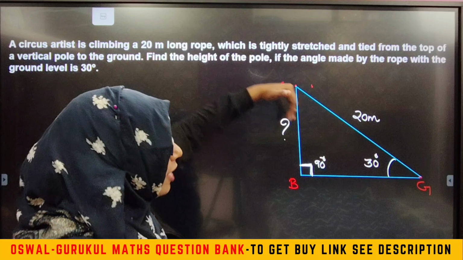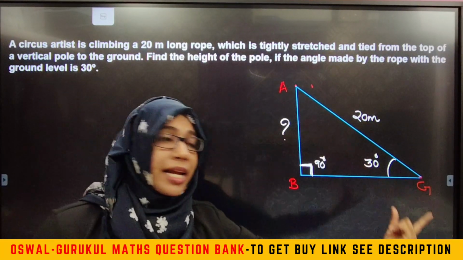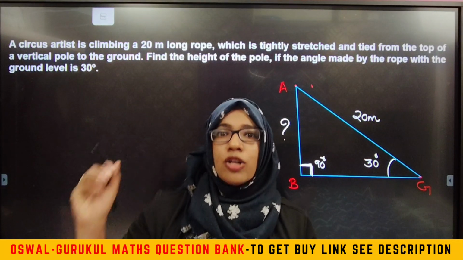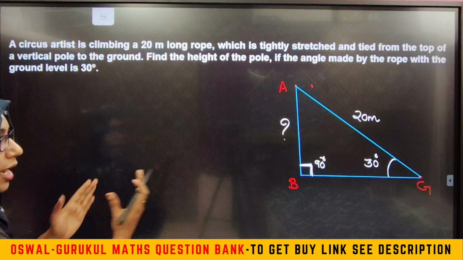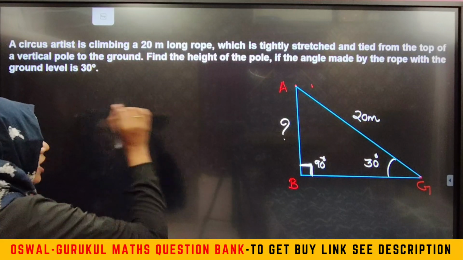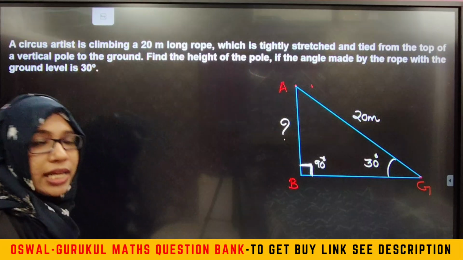That is, according to my figure, I have to find the length of the side AB of the right angle triangle ABG. Is it clear? Okay, so how will we move forward? The first thing you have to identify is, whenever you are writing something, specify the right angle triangle you are taking there.